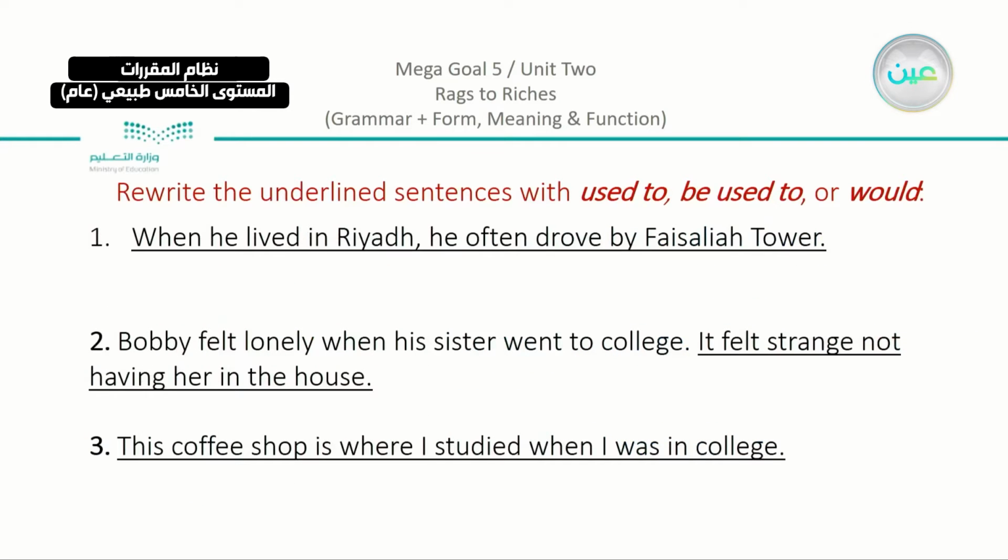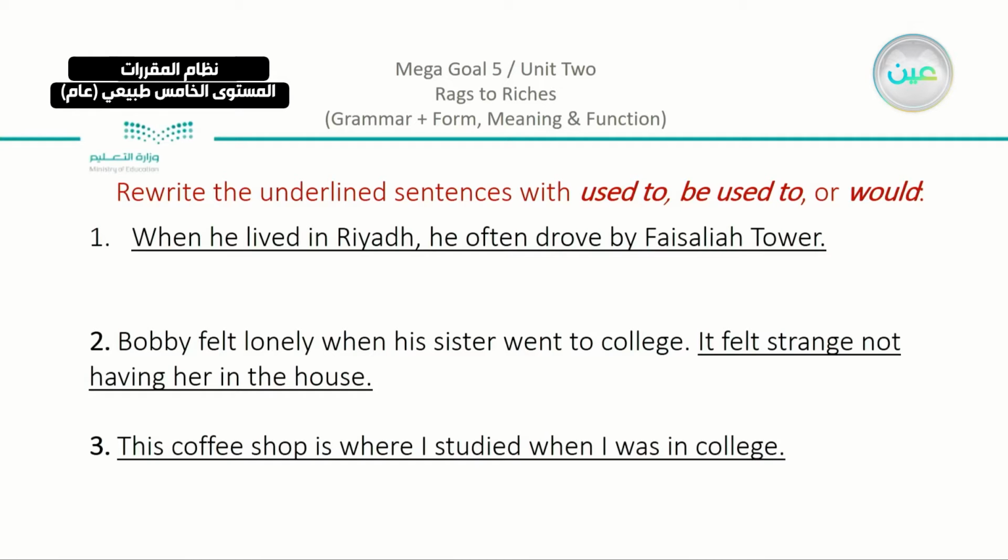Rewrite the underlined sentences with used to, be used to, or would. So here, actually, you can see that some of the sentences, they are all underlined. And we're going to change them using one of the following that we have here. But we have to focus on the meaning first and see what do we have so we can choose the correct form. The first one, when he lived in Riyadh, he often drove by Faisaliya Tower.